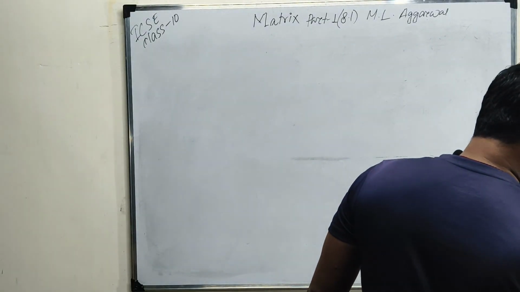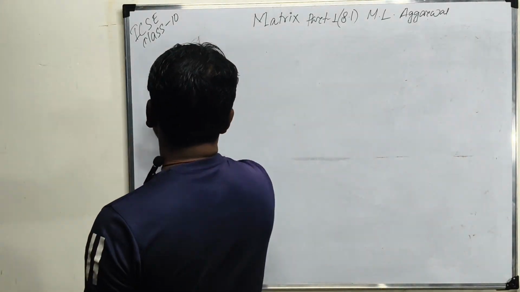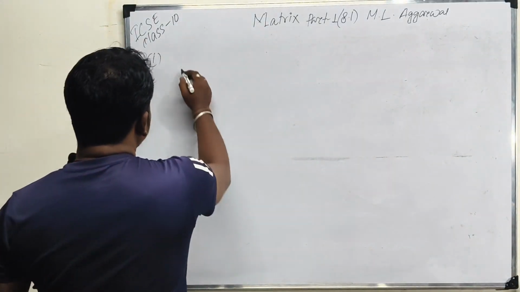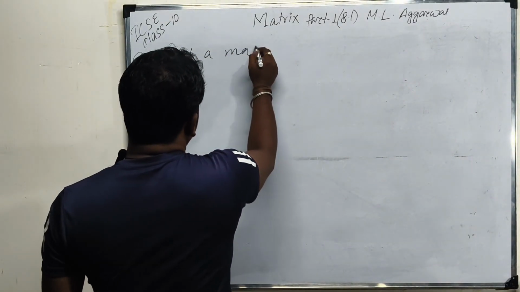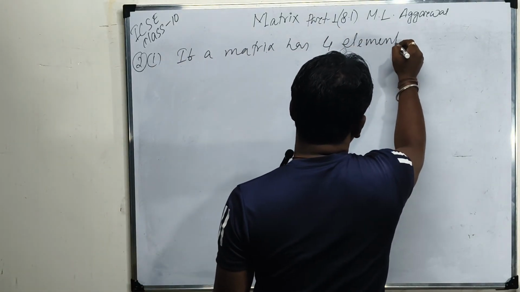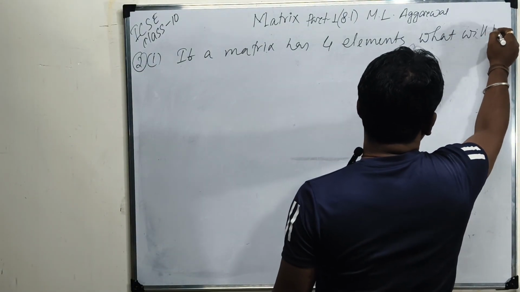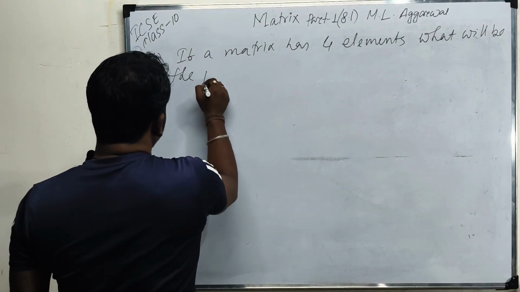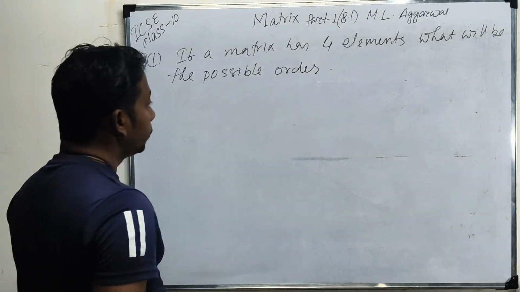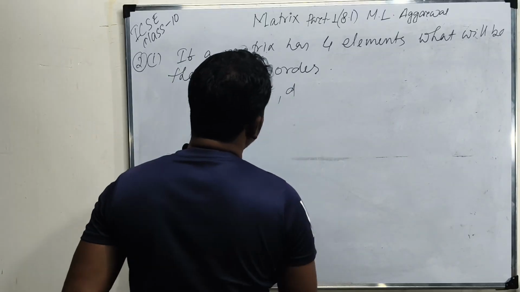Next question, question number 2. If a matrix has 4 elements, what are the possible orders it can have? If a matrix has 4 elements, what will be the possible order? So think about the 4 elements. A, B, C, D can be the 4 elements. What will be the possible order?